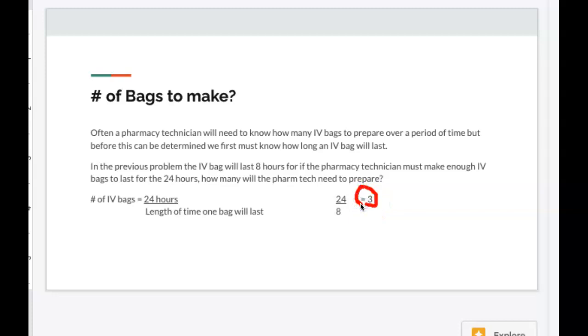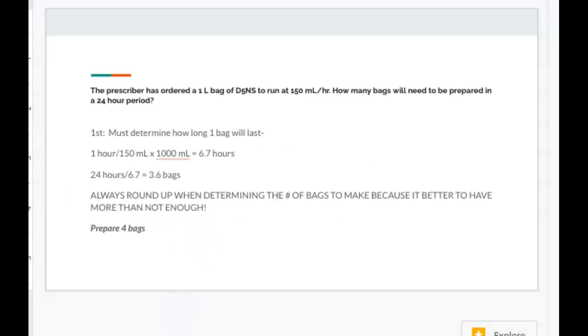Okay, so we need to prepare 3 bags, send them to the nursing floor, and they'll have enough to prepare that patient for the next 24 hours until I come back the next day. Another problem you can see in calculating flow rates is this type of problem. Let's take a look at this. A prescriber has ordered a 1-liter bag of D5 normal saline, dextrose 5% in normal saline, to run at 150 milliliters per hour. How many bags will need to be prepared in a 24-hour period?